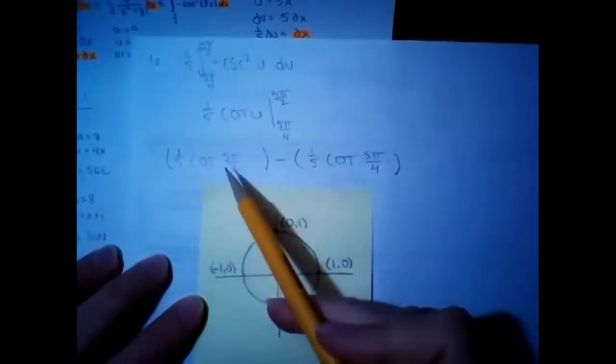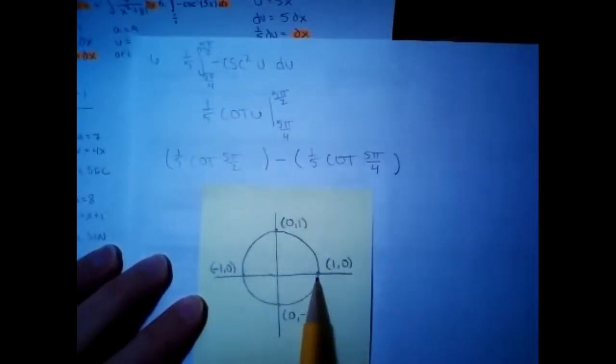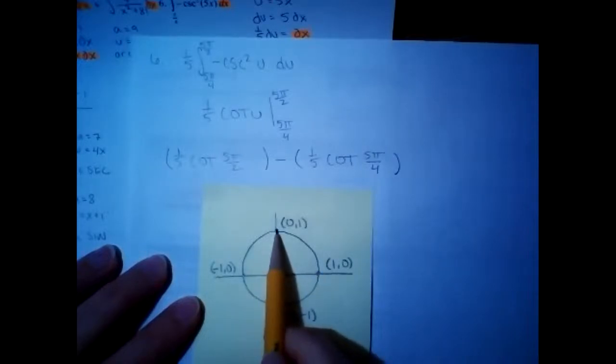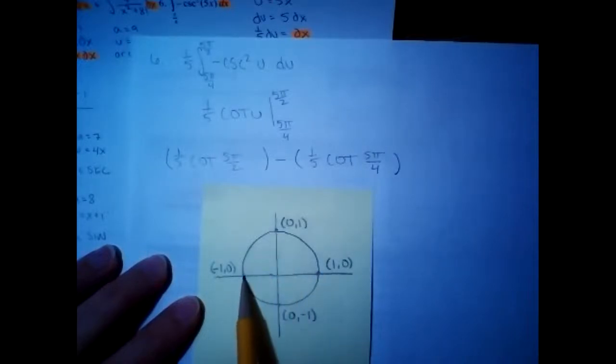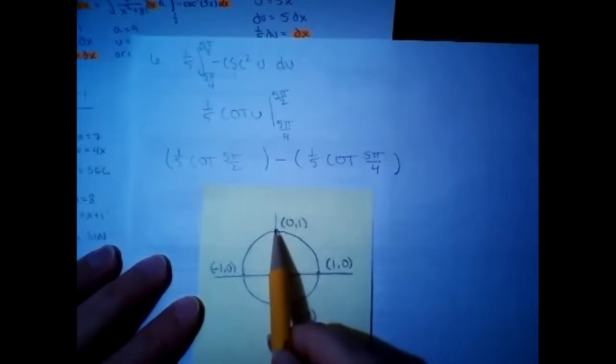So we want 5 halves. You can just count around the circle in halves. This is where you're starting. Okay, follow me on this. Up here is pi over 2, that's 1/2. Over here is a whole pi, that's 2 halves. Down here is 3 halves, 3 pi over 2. The whole way around is 4 halves, just 2 whole pi. So if you keep going, 5 halves is going to be right here.